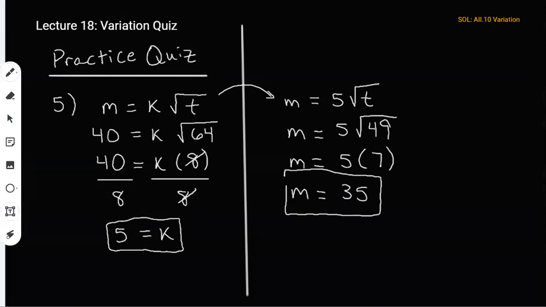So when you solve for the missing variable, you need to find k first. You need to find k first. And then after that, you can find m, the missing variable.